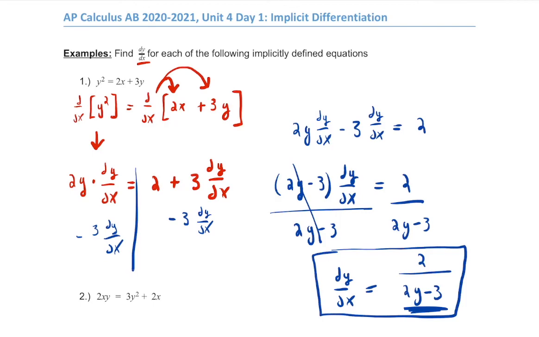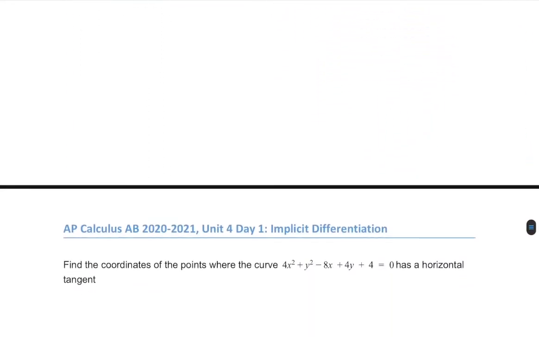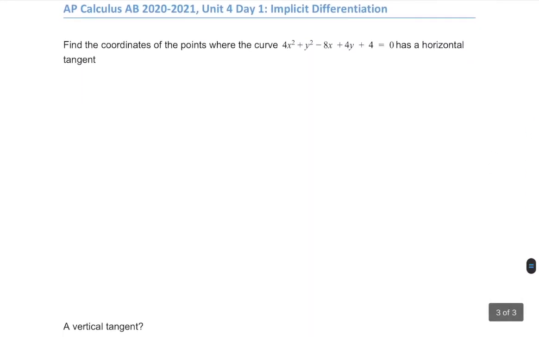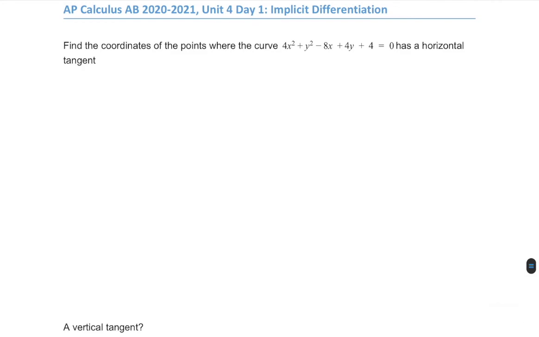Let's see, how are we doing on time here? We're at 11 minutes already, so I'm just going to skip straight to, we'll do those other ones in class. I'm going to skip straight to one more example here.